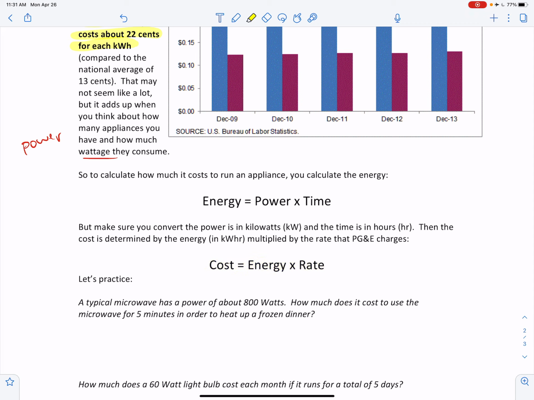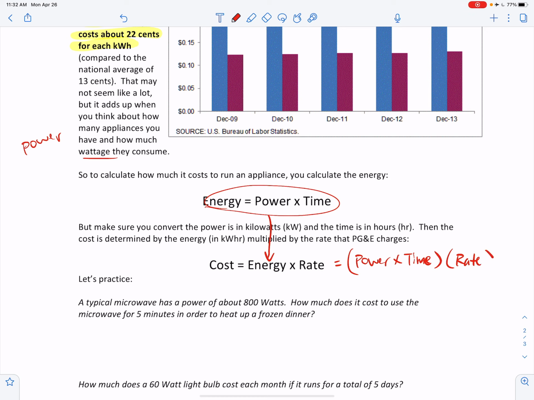And so here's where we're going to land. You already know that energy is power times time. So you take this power times time and plug it in here. And so you get that cost is power, this is an algebraic substitution, right? Power times time times rate is cost. Cost is power times the time times the rate. That's a lot to multiply.